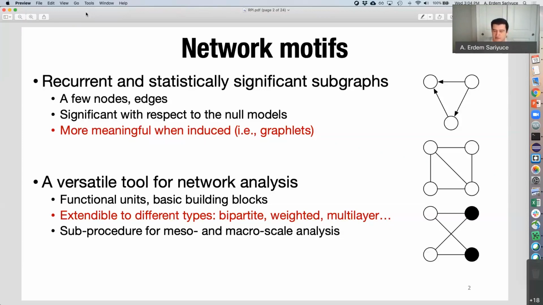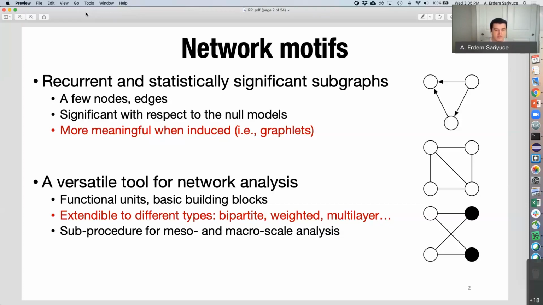One of the important things is that those subgraph motifs are more meaningful when they are induced. I will talk more about that in the temporal network discussion, but these are called graphlets. The idea is that when you have a set of nodes, you have to consider all the edges among them. So in a sense, you care about the lack of an edge as well as the presence of an edge. This has been a versatile tool for network analysis.